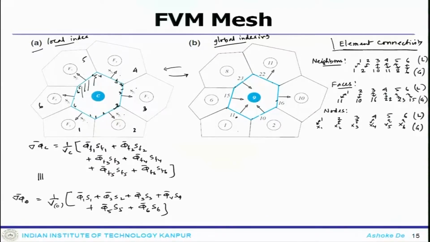So, for an unstructured grid system the element connectivity must include three things. One is the neighboring element connectivity. That takes into account the mapping between local indexing to global indexing. Faces, that takes into account the local face to the global face. Nodes, local node to global node. All this information needs to be stored in your data structure before doing any calculations.